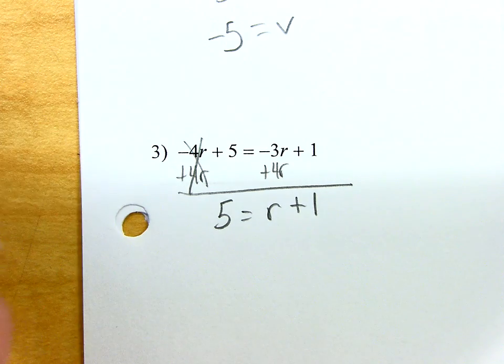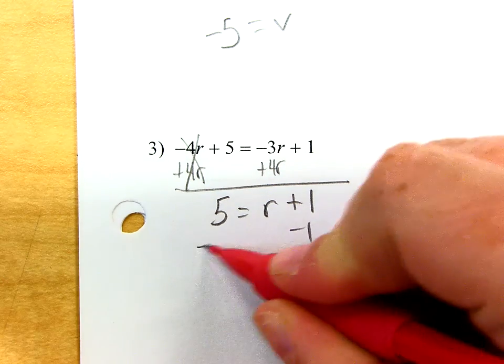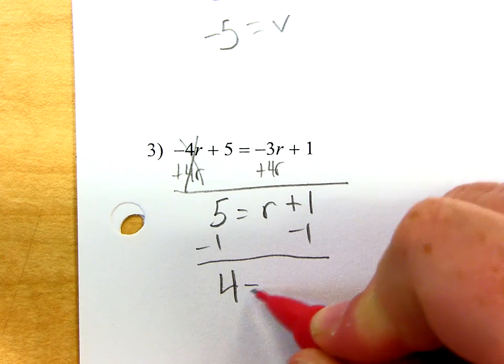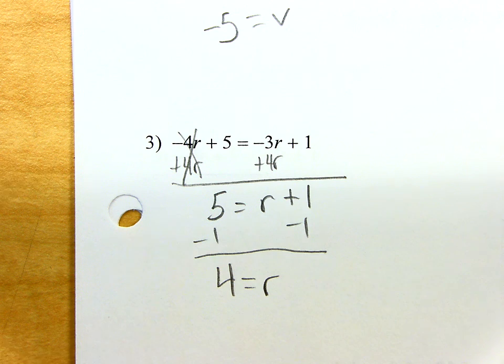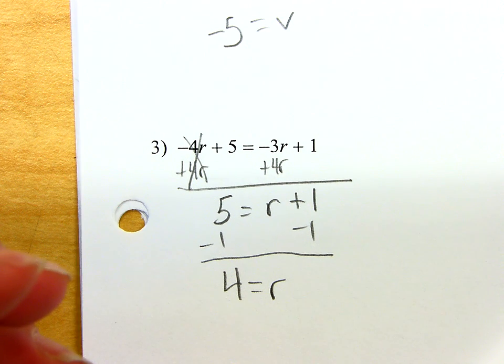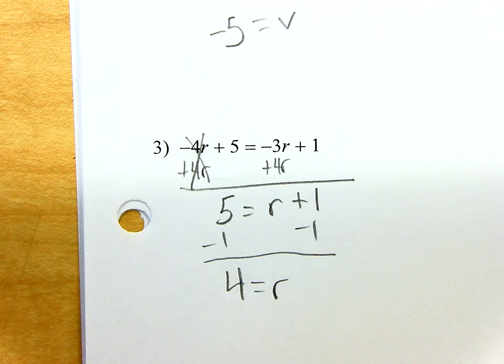And then I'm almost done. All I have to do is minus the 1, and I'll be done. I got 4 equals r.